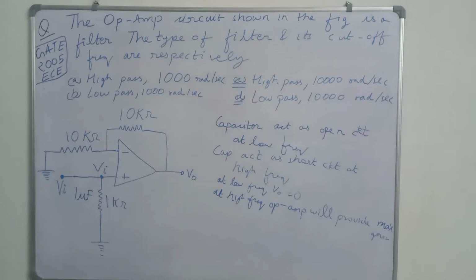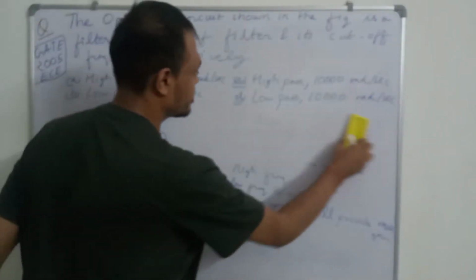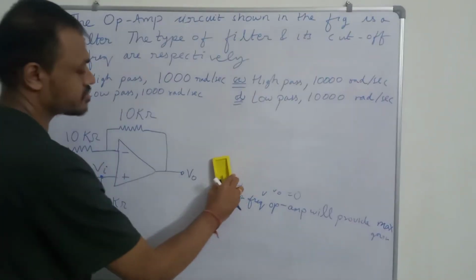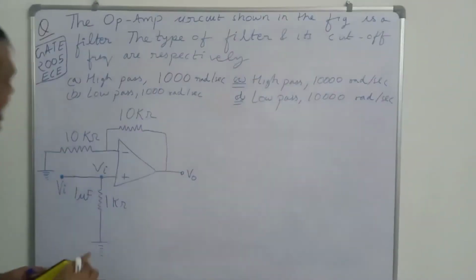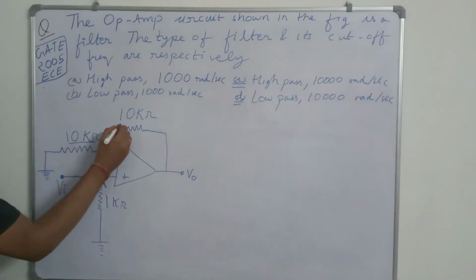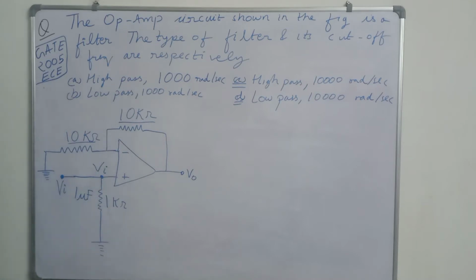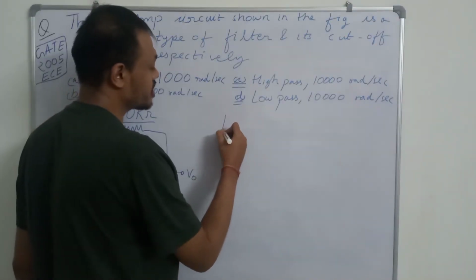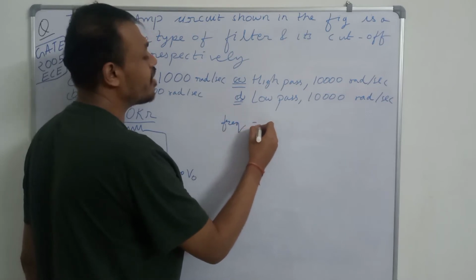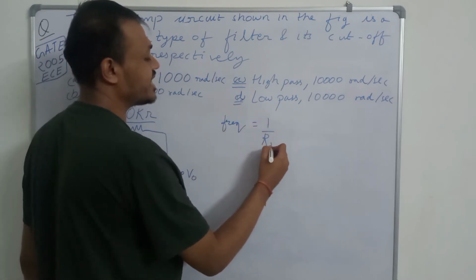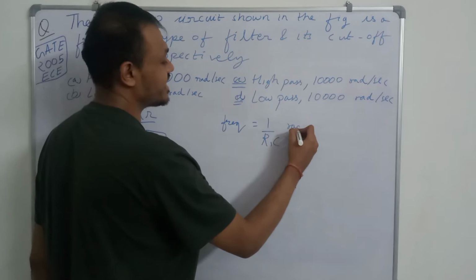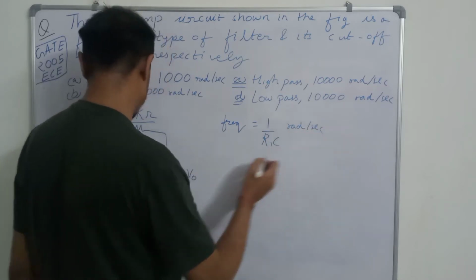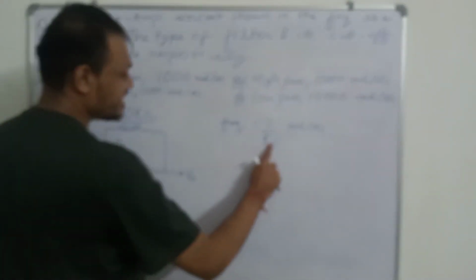The cutoff frequency is given by... The above two resistors are only for providing the amplification. The cutoff frequency is given by this RC pair. So the cutoff frequency is given by 1 upon RC radian per second.